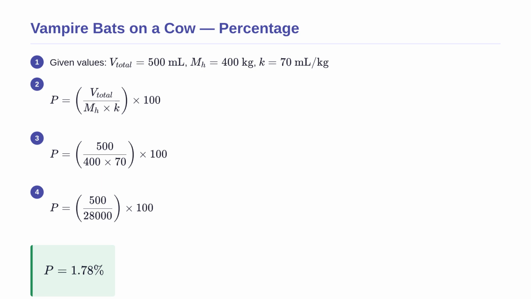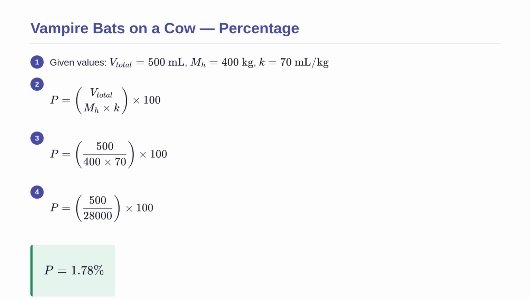We just found that the bats drank 500 milliliters of blood. Now, we must determine if the cow is in medical danger. The cow has a mass of 400 kilograms, and the blood constant is 70 milliliters per kilogram. We use the percentage formula to compare the lost blood to the cow's massive size. We plug 500 into the numerator.